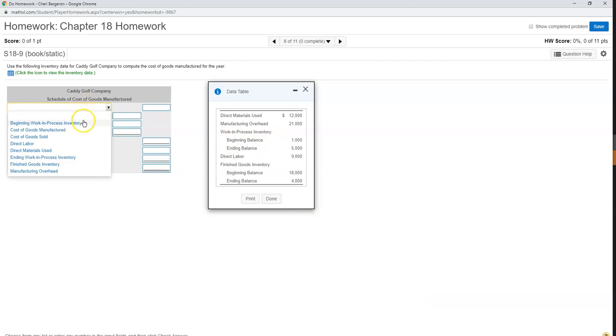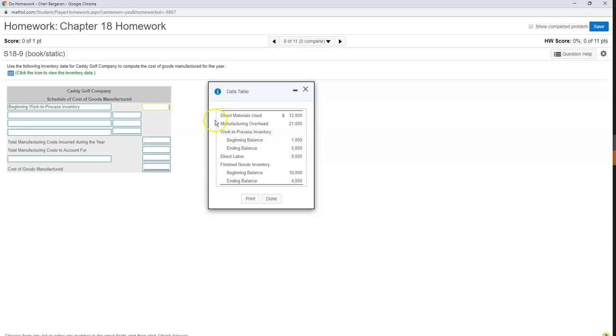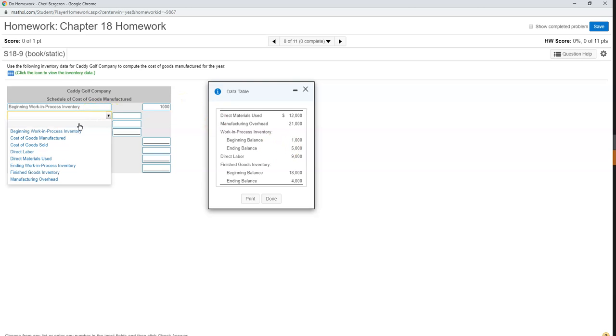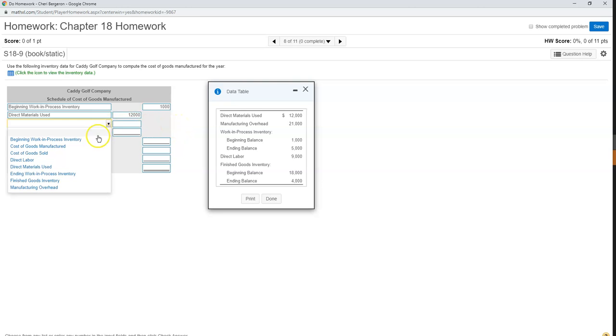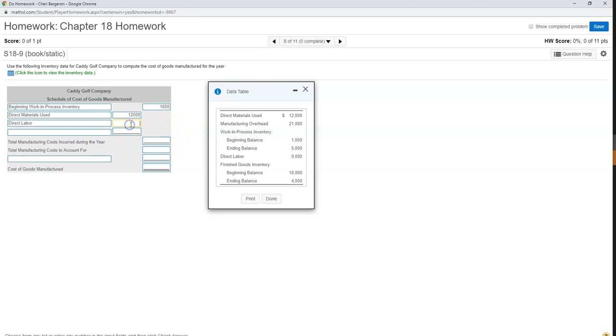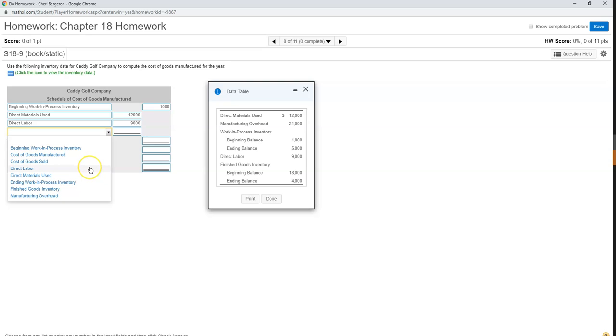So the first thing we want is beginning work in process, and that is going to be $1,000. And then the next thing is to add our costs. So direct materials used will be our first one, and it is given as 12,000. And then we have direct labor, and it is given as 9,000. And then we have factory overhead, and it is given as manufacturing overhead. It is given as 21,000.